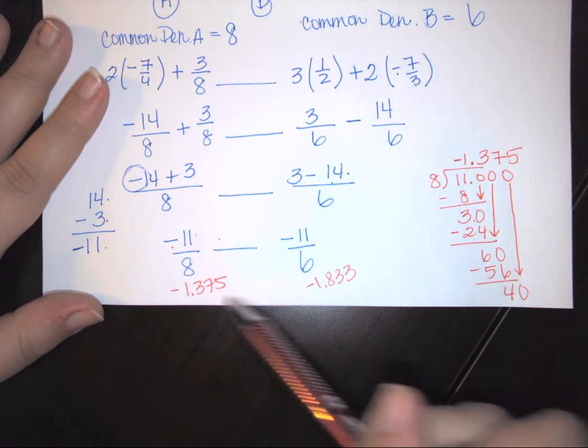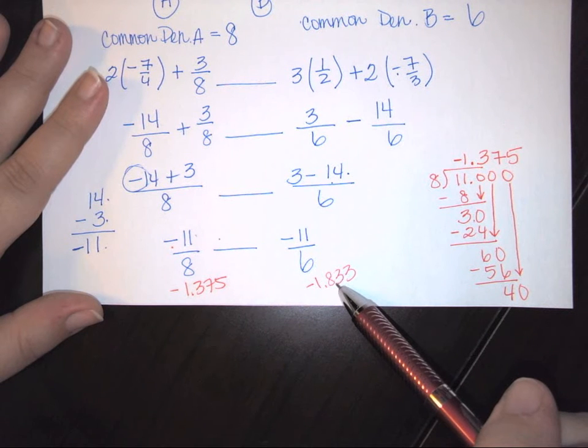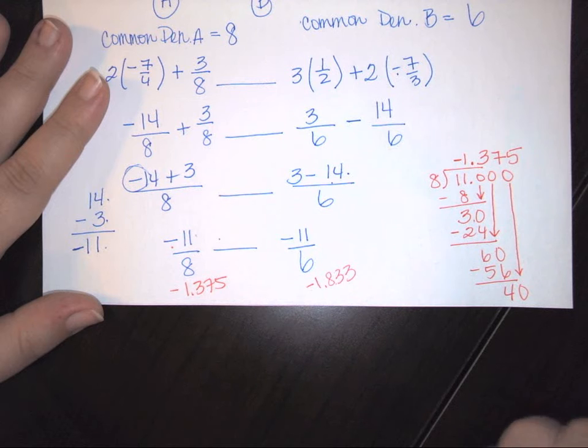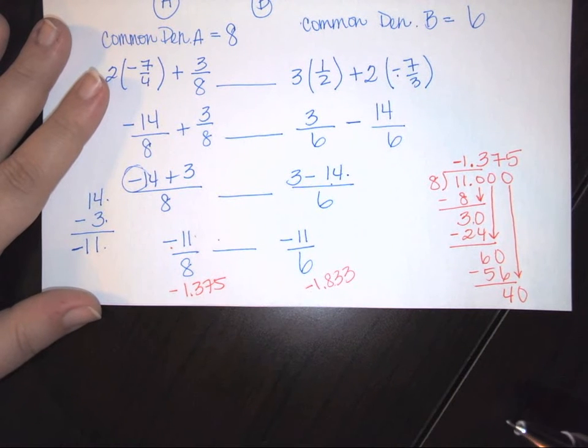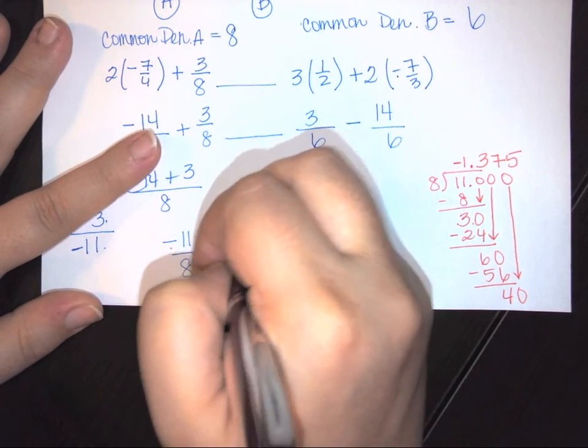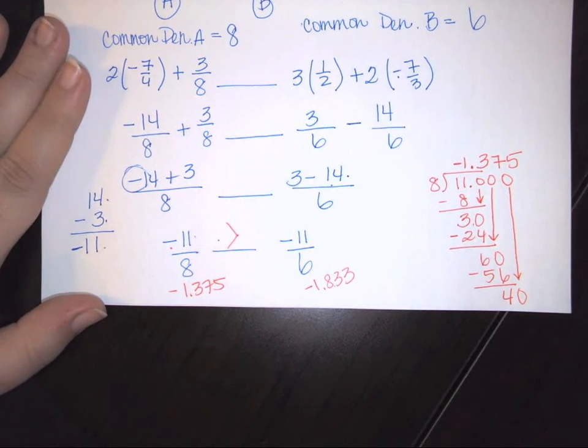Now if we look at these two decimals, we need to look at the fact that both of them are negative. So then we're looking to see which one's bigger and which one's smaller. So again, the smaller the negative number, the larger the value is, and so we would put our sign going this direction.